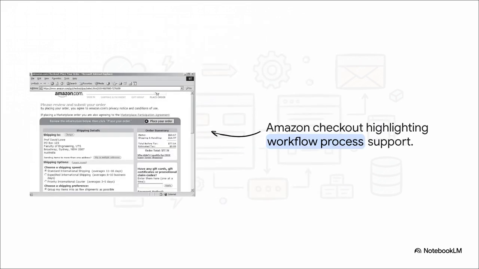And then, of course, we have the giant, Amazon. When you hit checkout on Amazon, you're experiencing some seriously complex workflow process support. Behind that simple screen, the app is handling the secure management of massive datasets. It's checking inventory, processing your payment credentials, and managing shipping logistics, literally all at once.